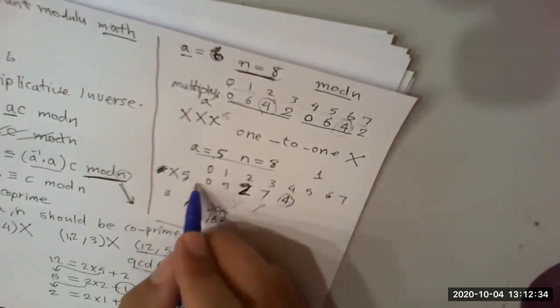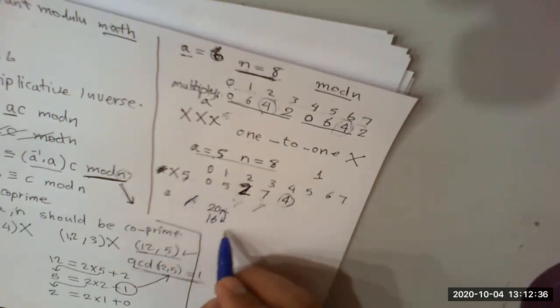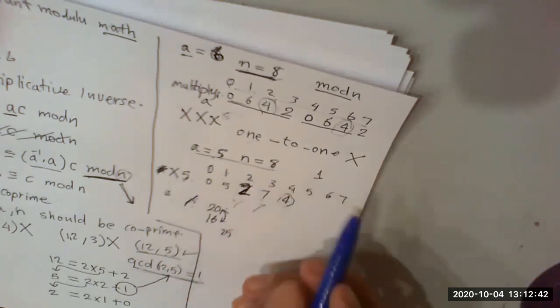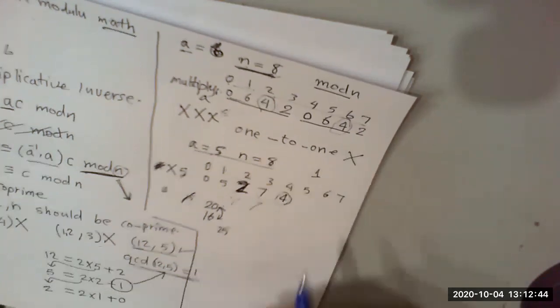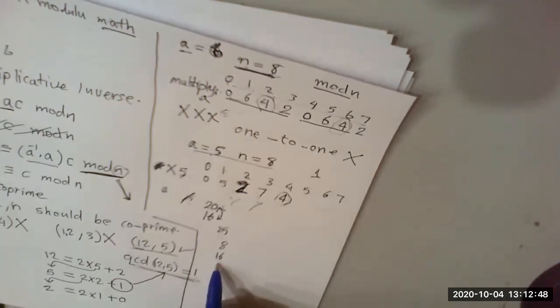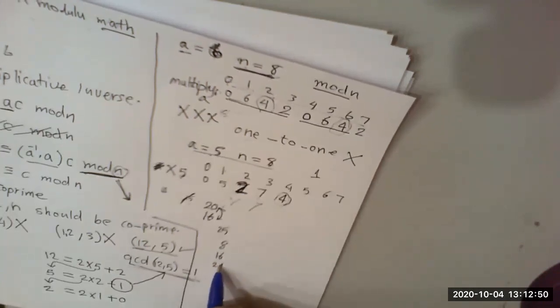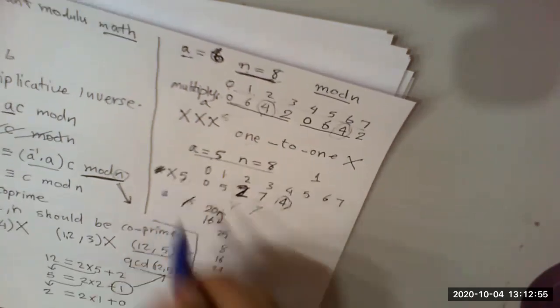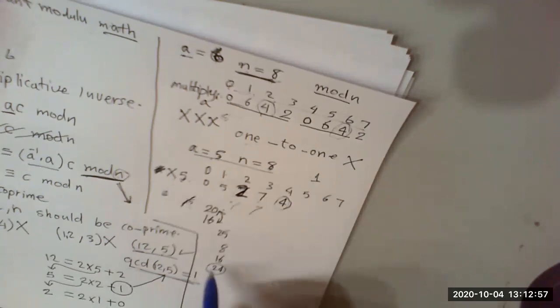What about 5 by 5? 5 by 5 is 25, and from the multiples of 8, which is 24, the difference will be 1. So 5 by 5 is 25, and the remainder is 1.